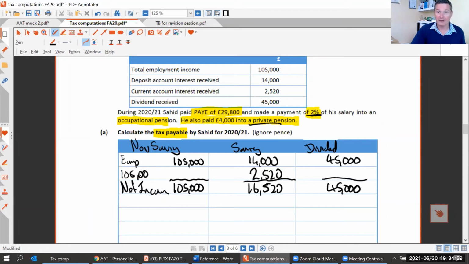Sorry, I got sidetracked running off about private pensions. At 2%, which is £2,100, gives us 102,900. Right, I'm going to focus on the question. So we've dealt with the occupational pension, but it's the private pension as well that we've still got to do, which we will deal with in due course.